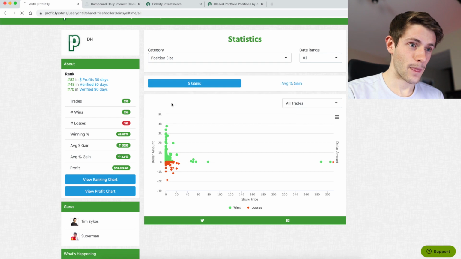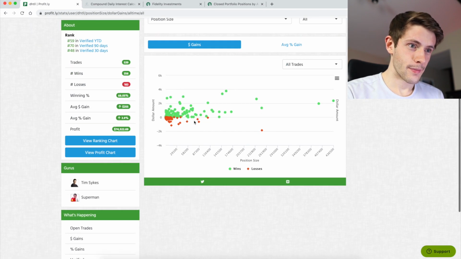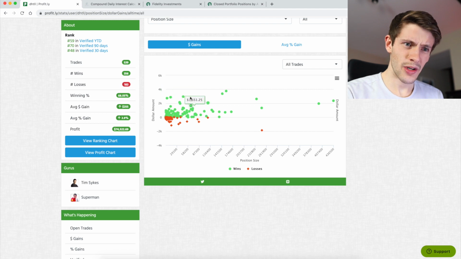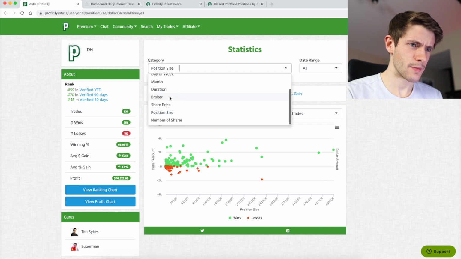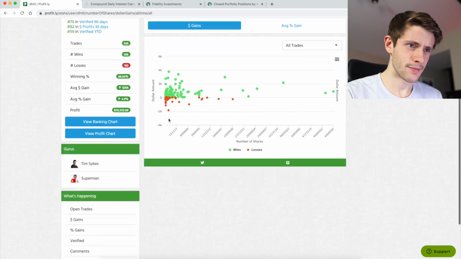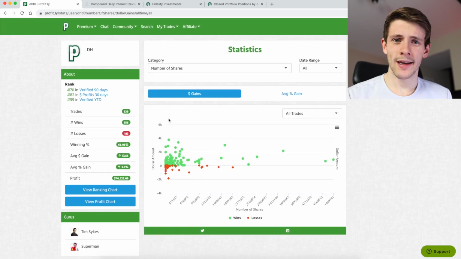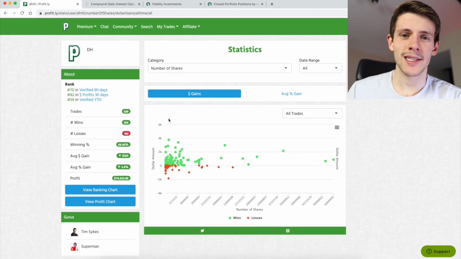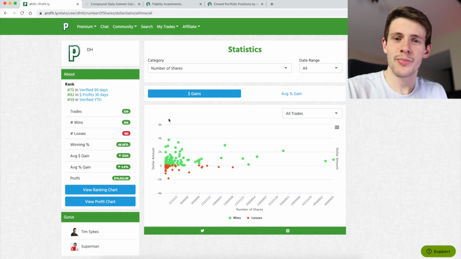What else we got here? Position size. Dollar amount. It's pretty cool to see. If I take 500,000 shares, I'd get some more money. Just interesting to see, guys. It's just cool. I love to see it. Man, I love looking at the data to learn where I've been successful and learn how I can improve.